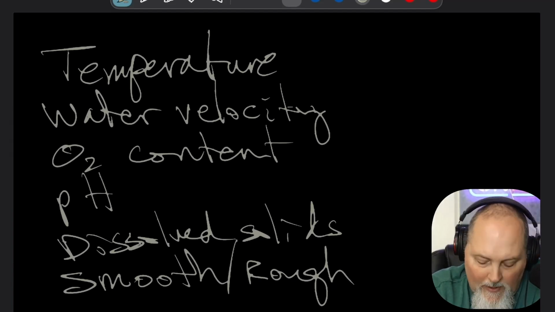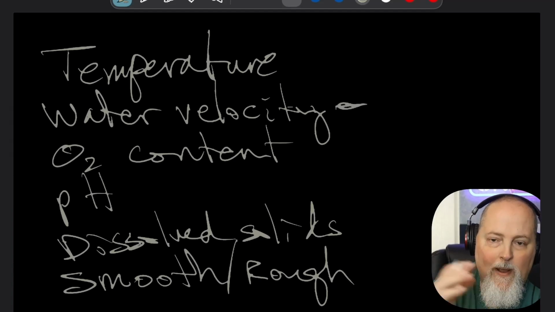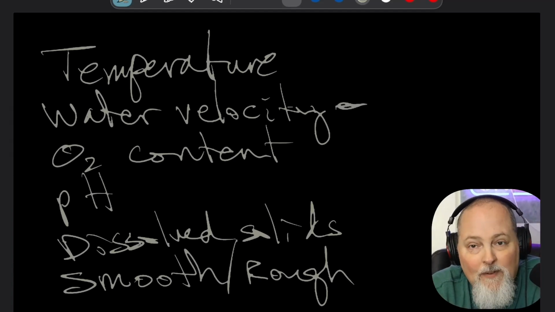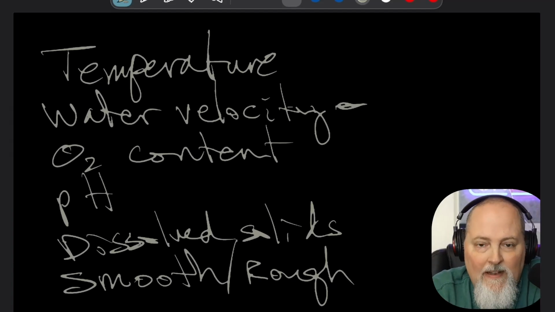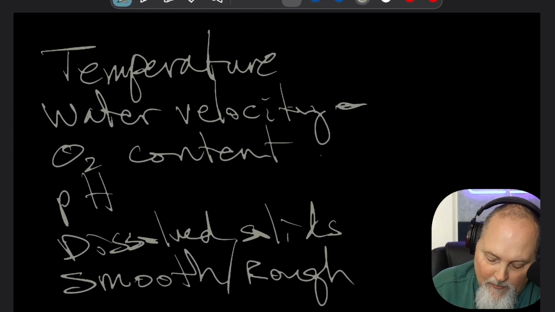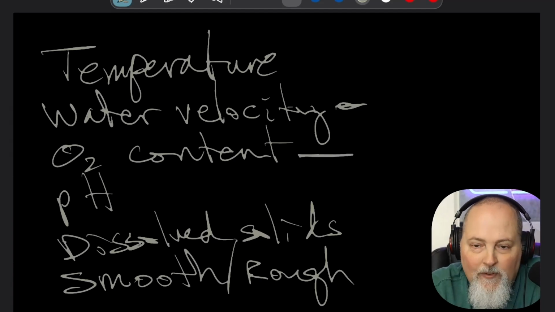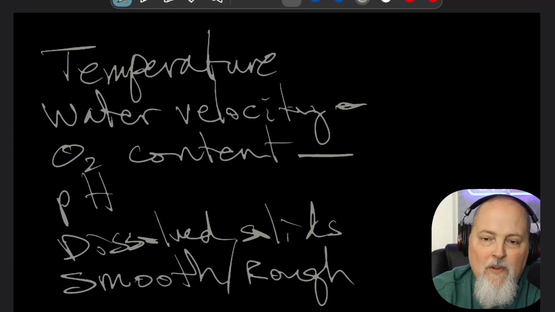High velocity can strip away the protective film. So high velocity can be just as bad as low velocity. High velocity can take that protective passivation layer off. Oxygen makes corrosion worse, which we've talked about a lot. If we have an acidic pH, it makes corrosion worse. The dissolved solids raise conductivity, which increases corrosion.